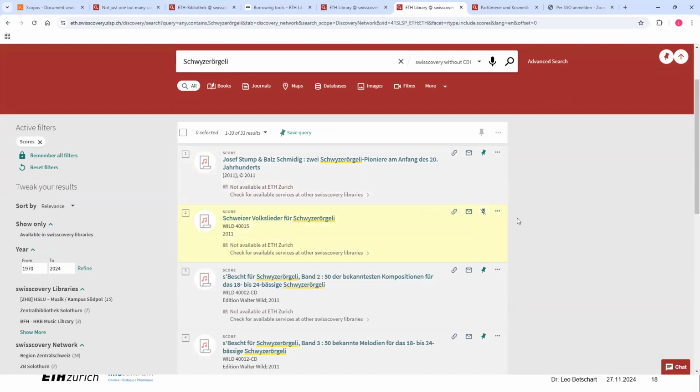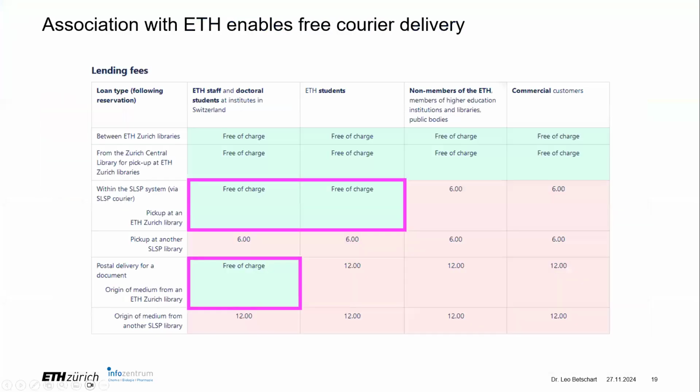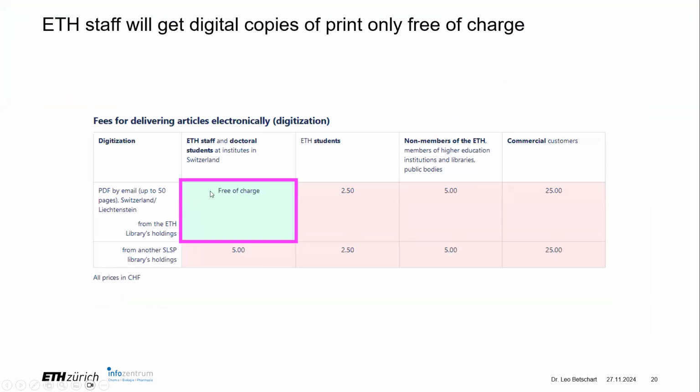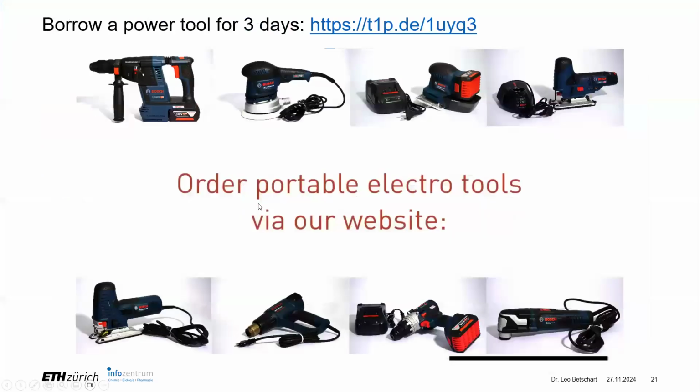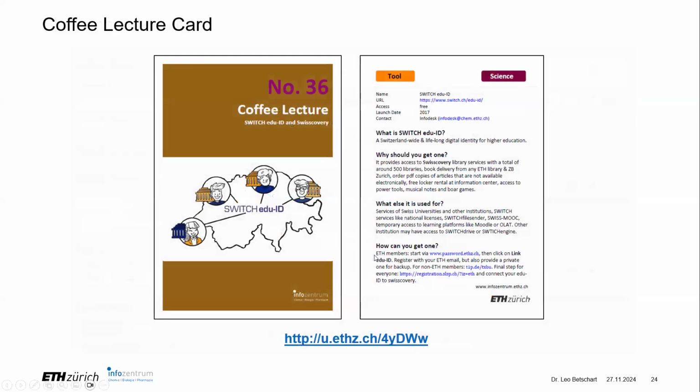It doesn't work for all of them, so not all the things in here can be ordered, because some libraries simply don't take part in this system. So that's something to be aware of. Okay, I think we've talked of this. That's also worth it for the students: the delivery from all the libraries within the courier system is also free for students, but the postal delivery is only for the employees, and the PDF scans are only for the staff. We talked about the tools, about the music.